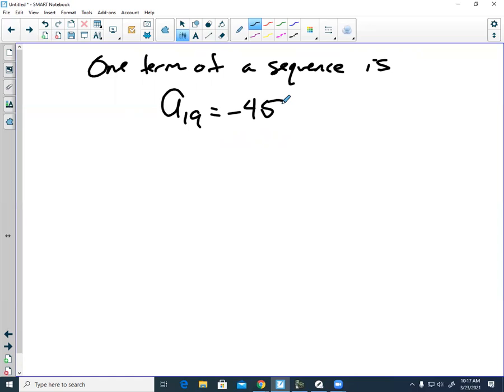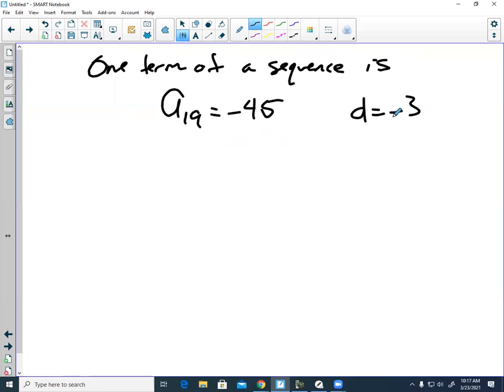Okay? So it doesn't tell you anything about the first term, doesn't tell you anything about the second, third, fourth, all the way through the 18th. It tells you about the 19th term. And it tells you that the difference is -3. Okay? So it tells you this. And that's really all that you need.